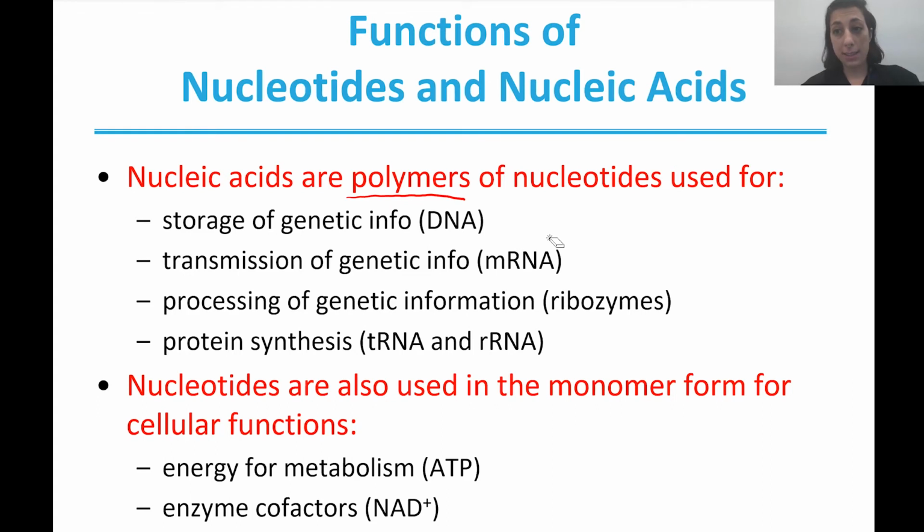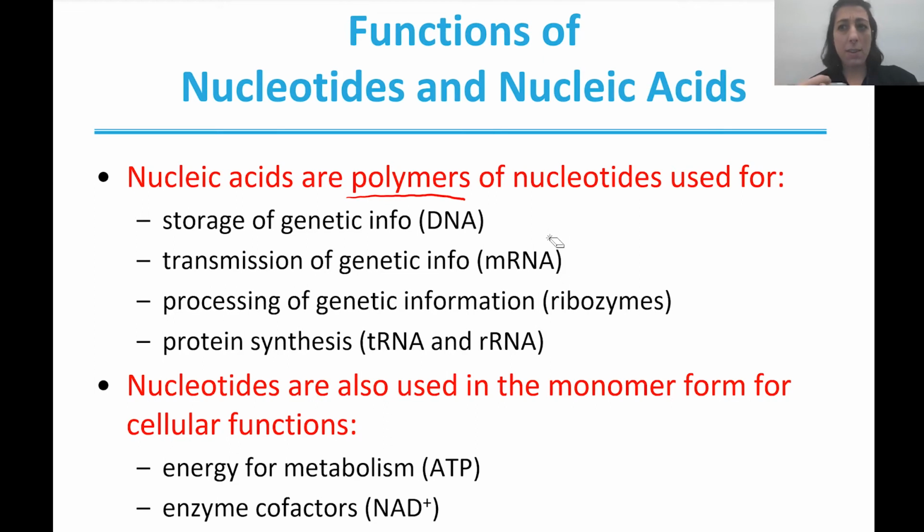Usually, nucleic acids, or these polymers of nucleotides, are what we see being used for storage of genetic information. So DNA is the simplest example of that. Or even just the transmission, the messaging of our genetic information, which we find in messenger RNA or mRNA.